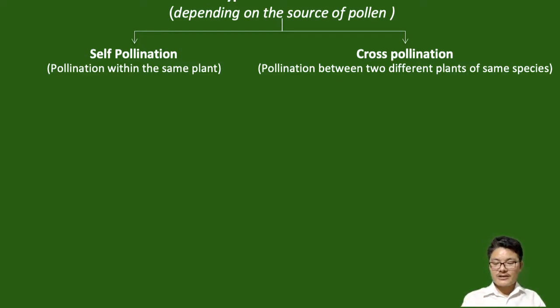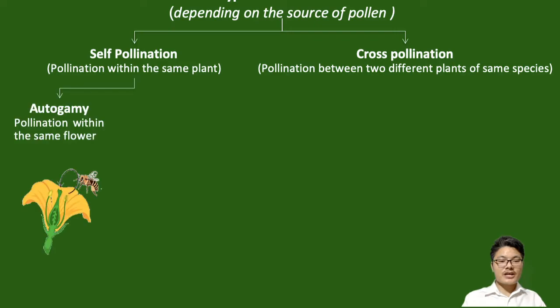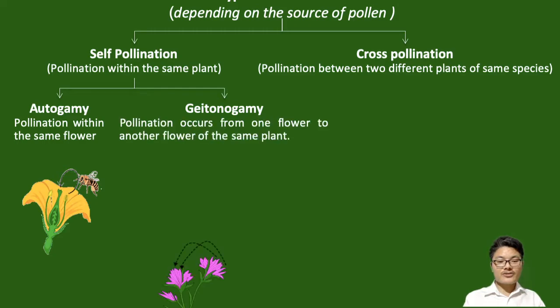Now let's look at the subtypes of self-pollination. The technical term used for self-pollination is autogamy. Auto refers to self. Gamy here refers to fusion or coming together. So autogamy is pollination occurring within the same flower. We have another type of self-pollination which is known as geitonogamy. Geitonogamy is pollination occurring between two flowers of the same plant, two flowers growing on the same plant.